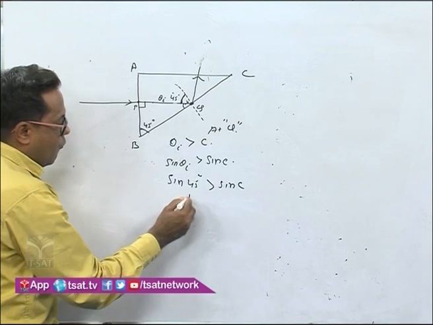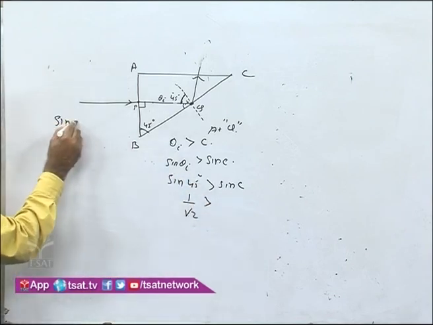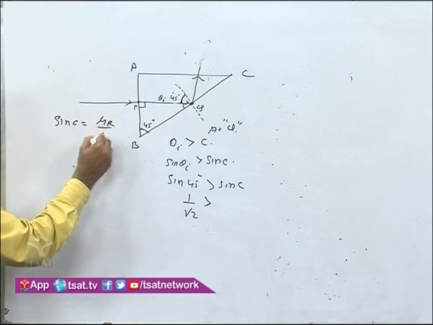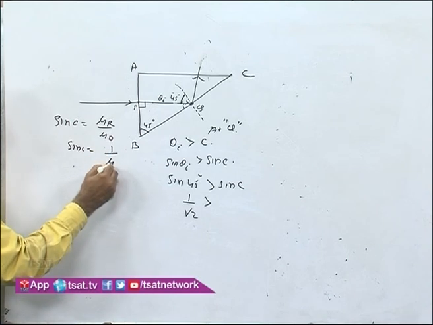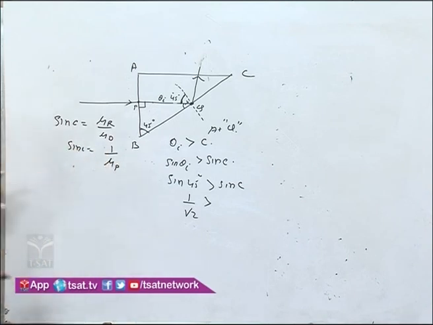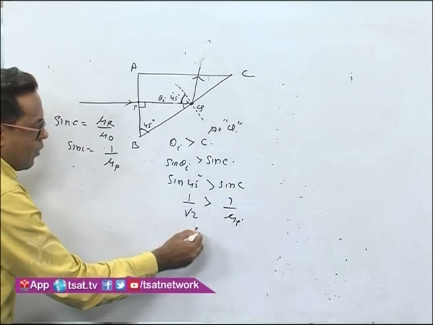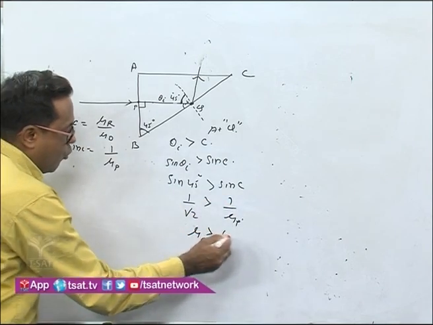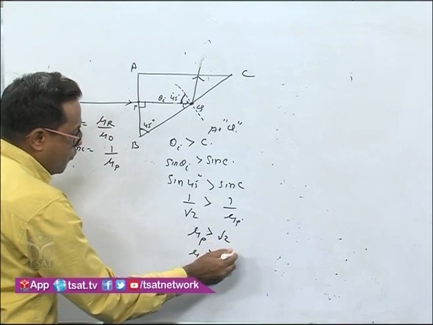or we can say that 1 by root 2 is greater than sin C, and you know that sin C is equal to mu rarer by mu denser. Mu rarer is air and mu denser is mu of prism, which we have to find out. So I'll put it over here, 1 upon mu p, and from this the refractive index of the prism should be greater than root 2, or the refractive index of the prism should be greater than 1.41.